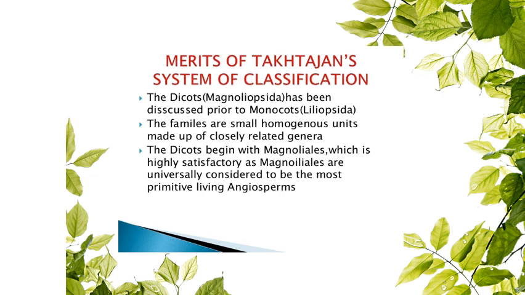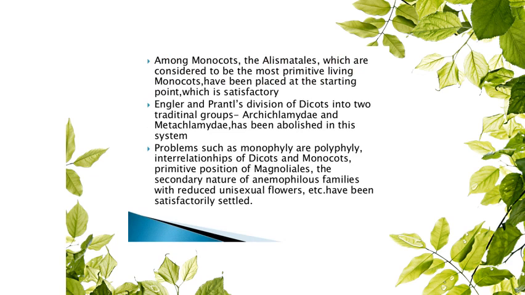The other one is that the dicots begin with Magnoliales, which is highly satisfactory because these are universally considered to be the most primitive living angiosperms. According to this system, angiosperms are monophyletic, so monocots have originated from dicots. Angiosperms are treated as one division, Magnoliophyta or Magnoliopsida. Similarly, among monocots, Alismatales, which are considered the most primitive living monocots, have been placed at the starting point, which is satisfactory. So this is the merit of this classification system.